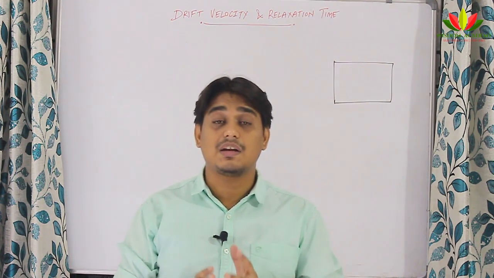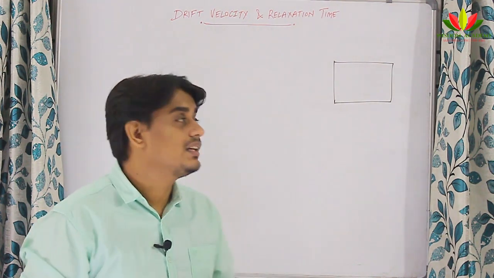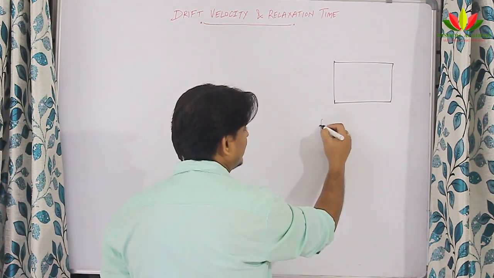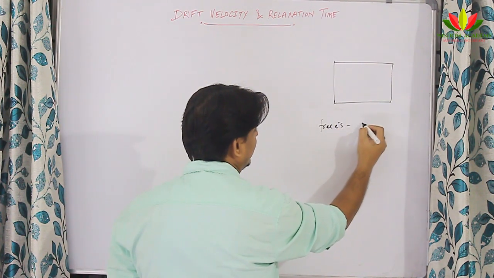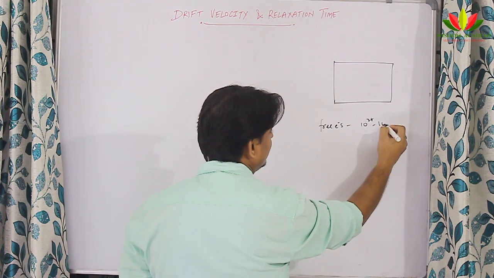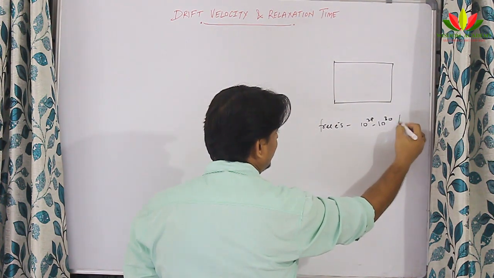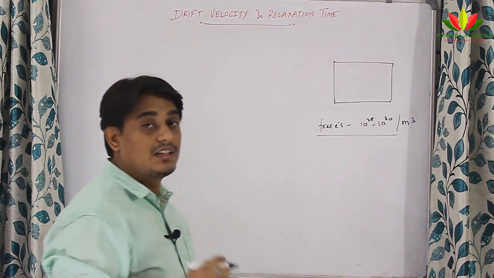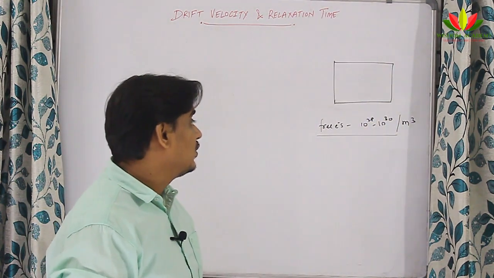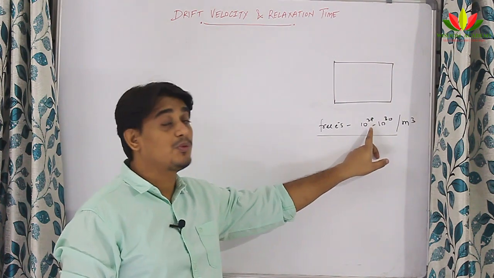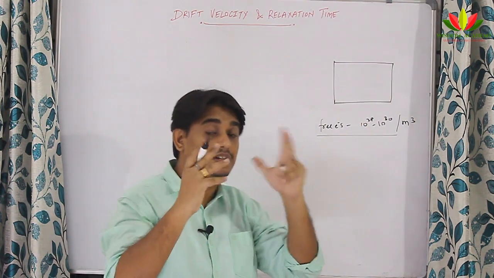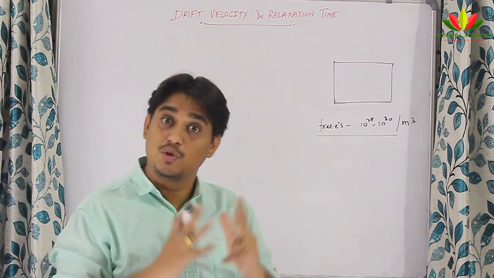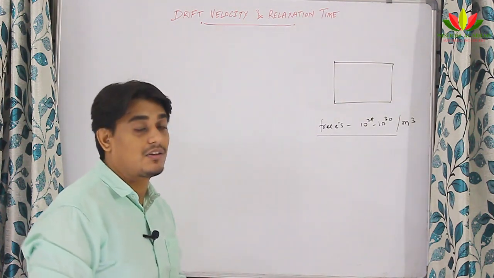So in a conductor, if you ask me how many free electrons are there, the number of free electrons is in the order of 10 to the power 28 to 10 to the power 30 per meter cube. So in each meter cube, the number of free electrons would be in the range of 10 to the power 28 or 10 to the power 30 electrons. That is a huge number.